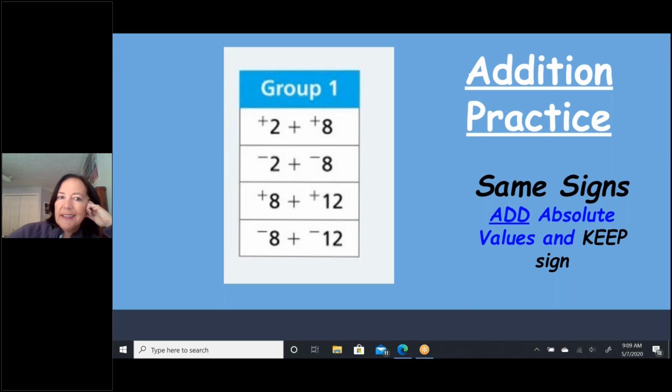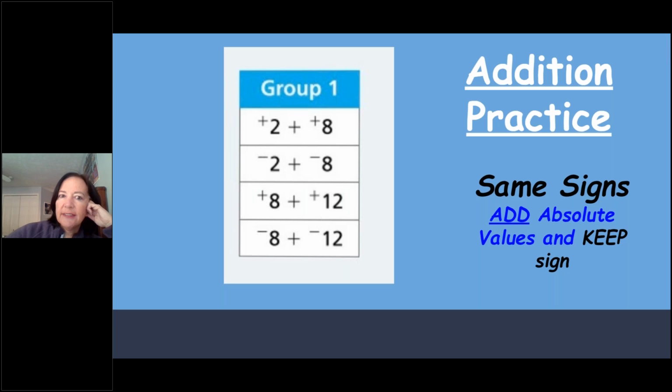Same sign. It's going to be positive. Nice. Oh, let's see. Is it going to let me do this? There we go. And it was positive 10 when we add those numbers.